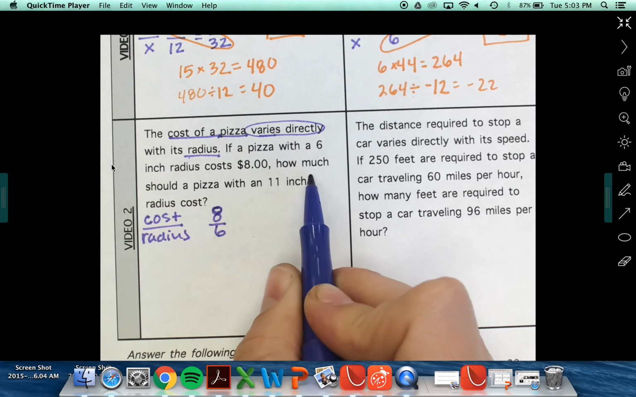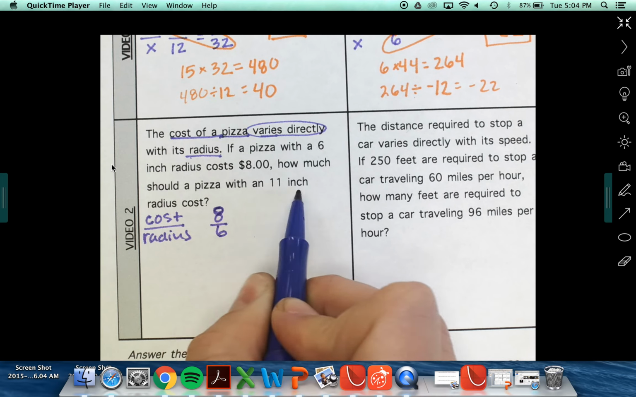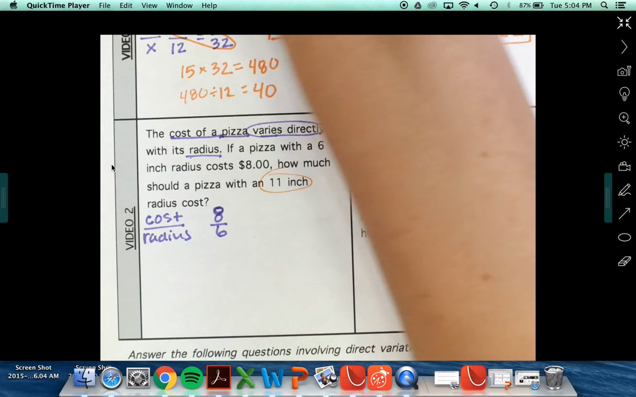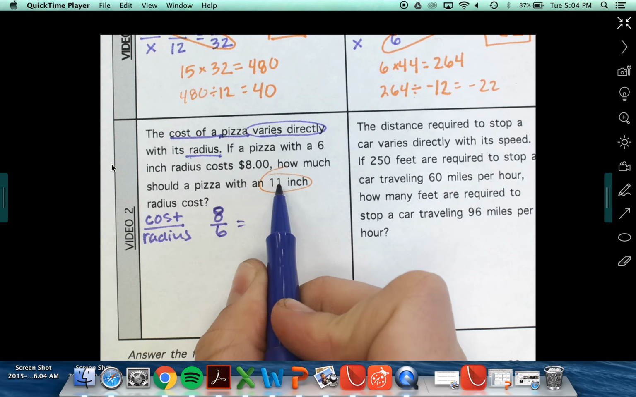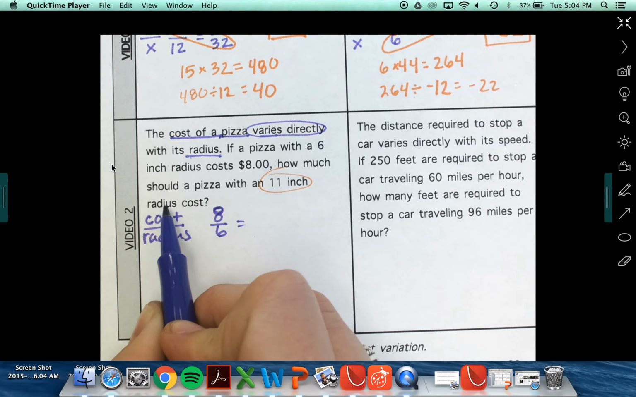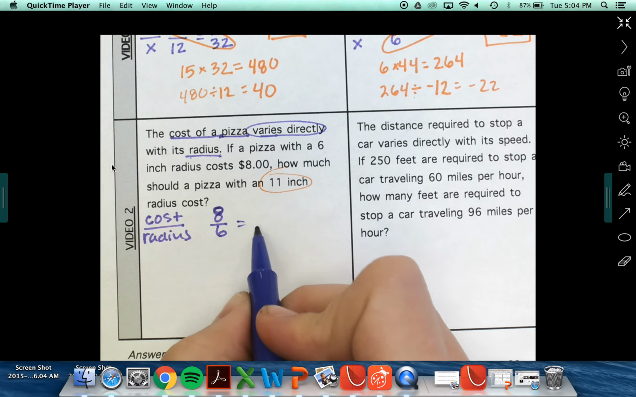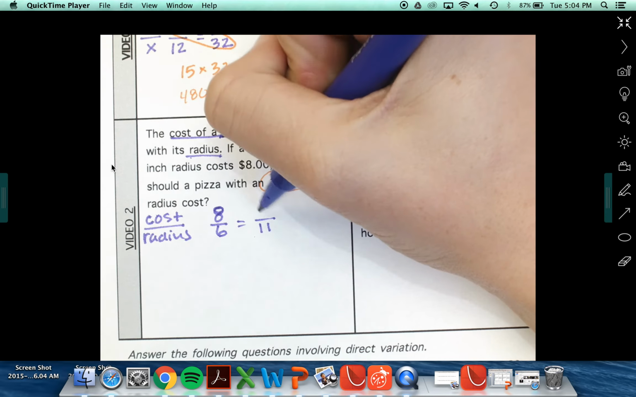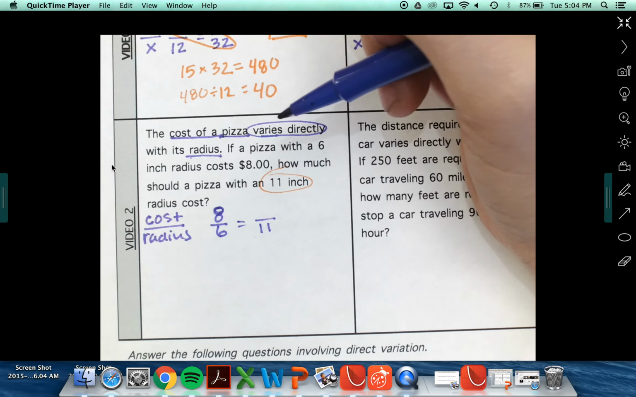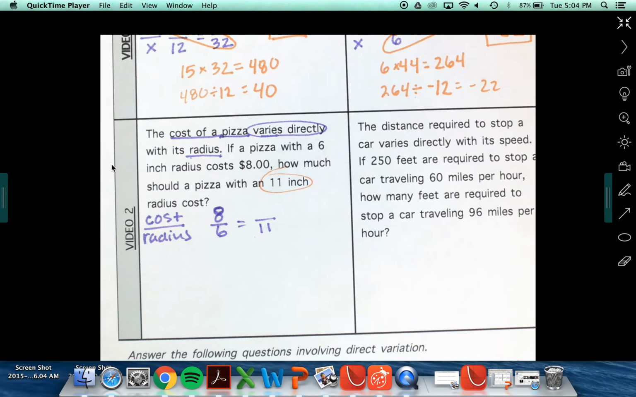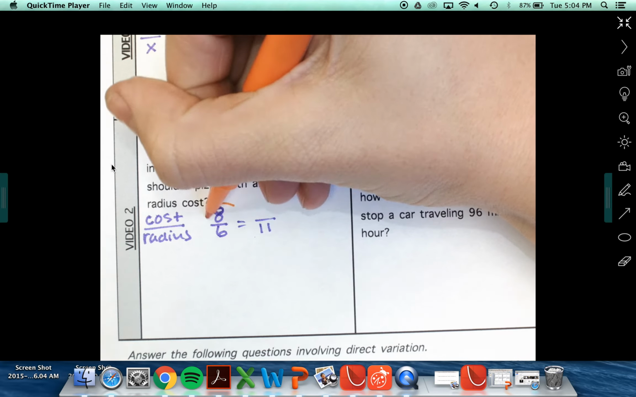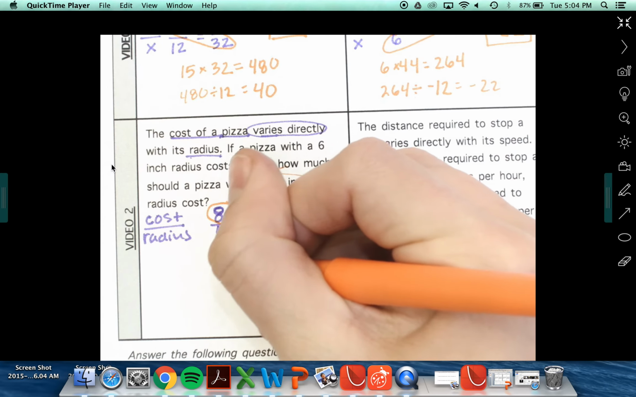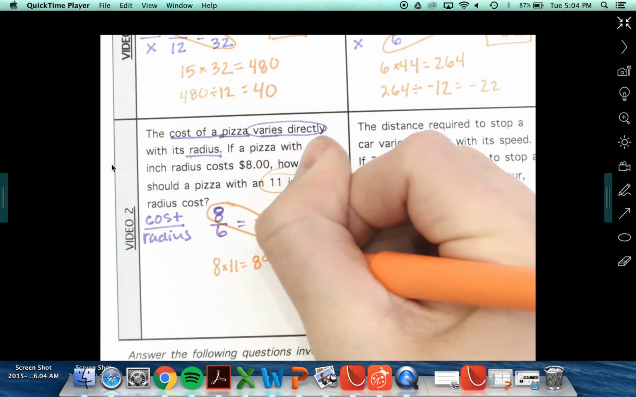Okay, how much should a pizza with an 11-inch radius cost? So here's this third number, just like up above. This third number is 11, and it's talking about my radius, right? Radius goes on the bottom, so 11. Okay, and this is what I'm trying to find, the cost of an 11-inch pizza, so I can cross multiply. Okay, so I've got 8 times 11, which is 88.